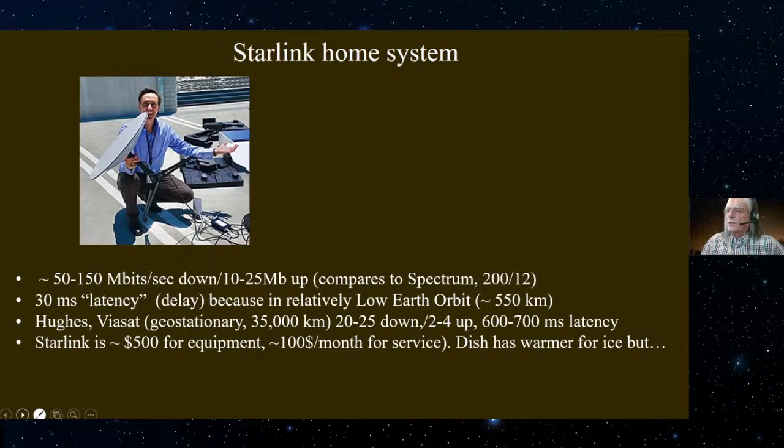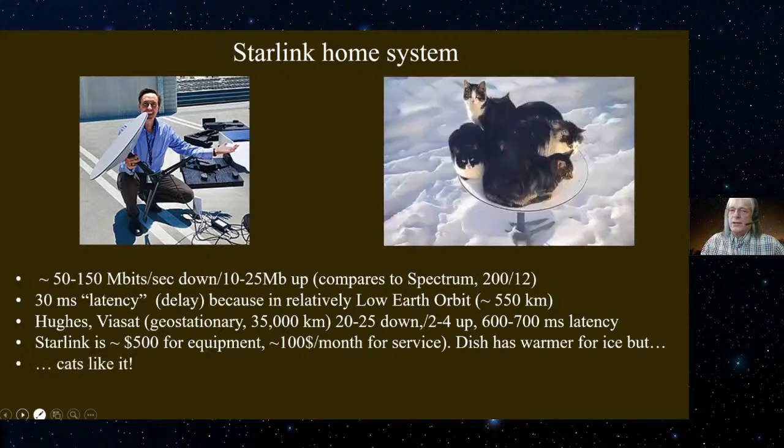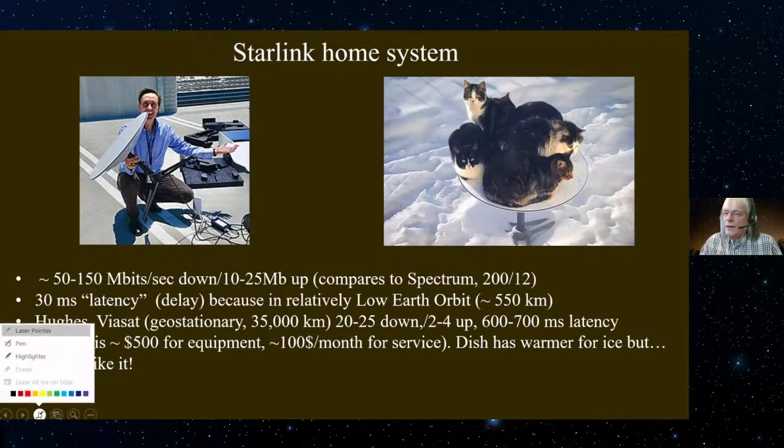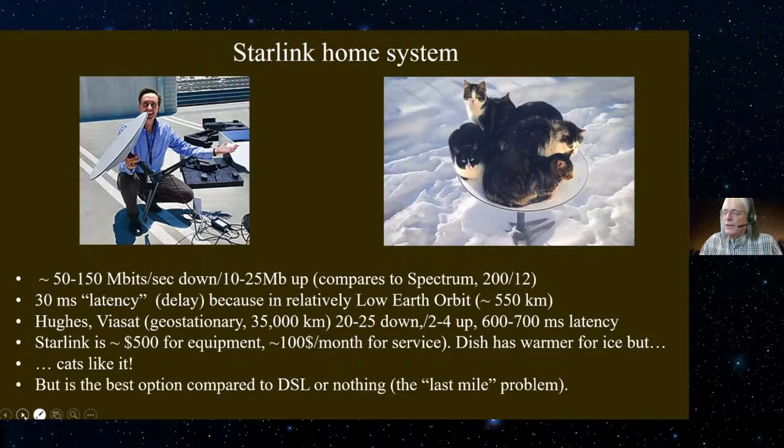And the dish, it has a warmer built into it. So I have DirecTV and I'm familiar with the problem with snow and ice. There is a cat problem on that. So cats like it. So you'll have to protect your dish if it's snowbound here from cats. Okay. But this is the best option compared to DSL or nothing.